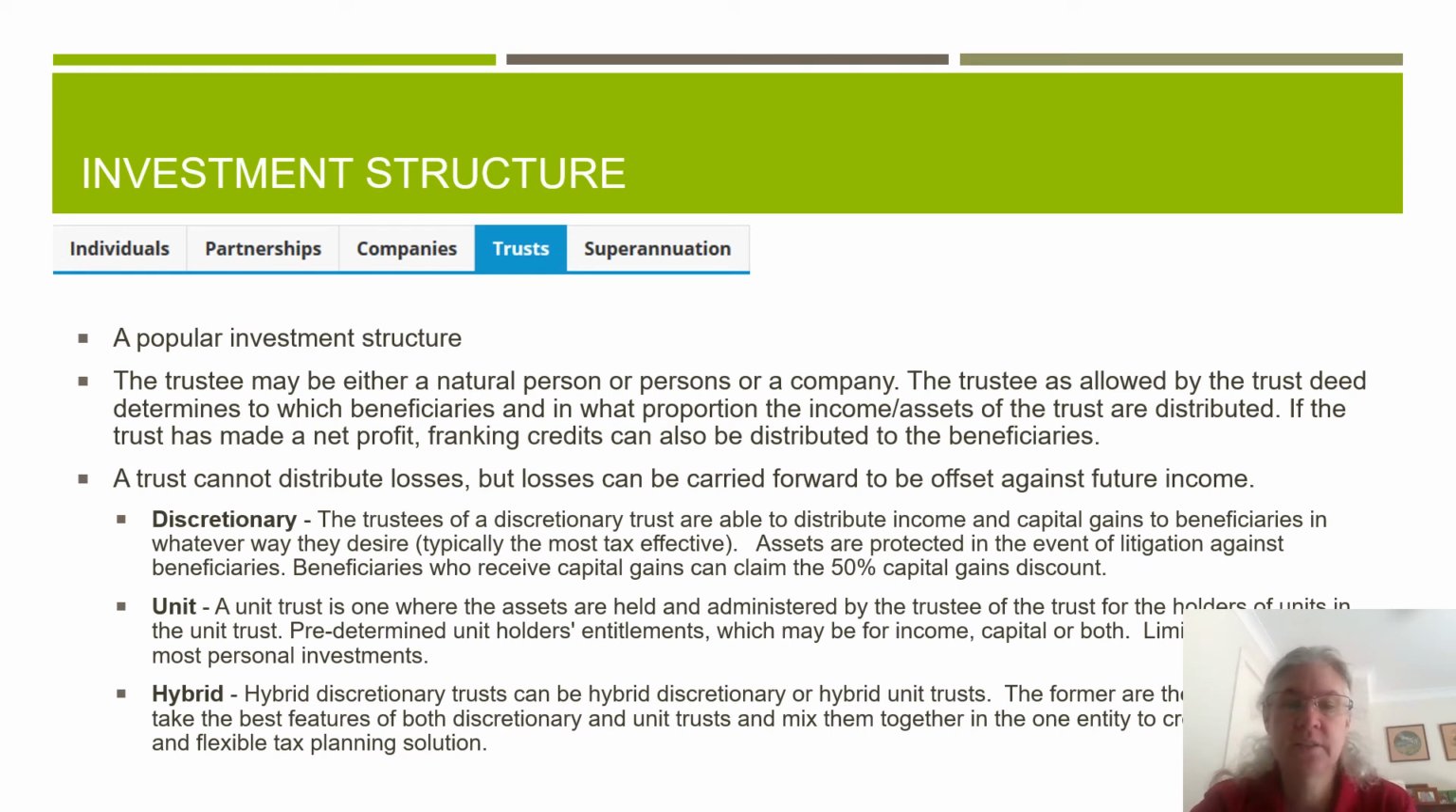A unit trust, so that's where the assets are held and administered by the trustee for the trust for the holders of the units of the unit trust, and there'd be predetermined unit holder entitlements. And then we have a hybrid trust, which is a mixture. They're trying to take the advantage of the best features of both the discretionary and the unit trust.